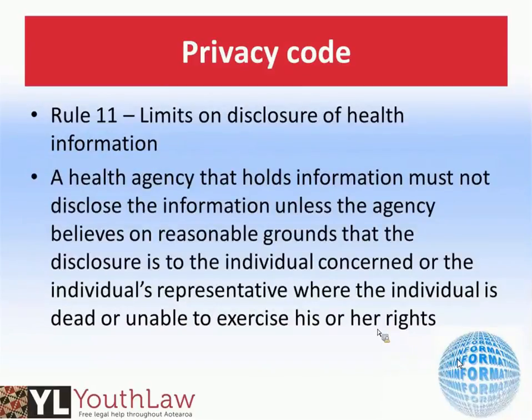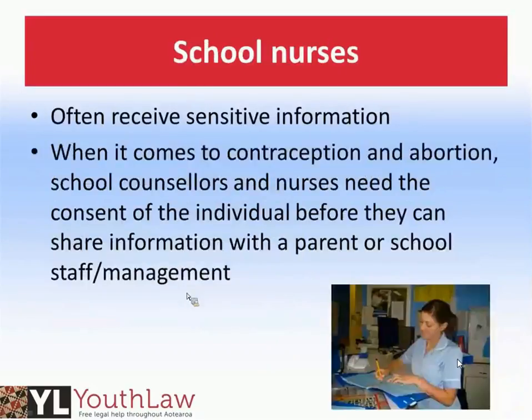Rule 11 limits disclosure of health information and sets out that a health agency that holds information must not disclose the information unless the agency believes on reasonable grounds the disclosure is to the individual concerned or the individual's representative where the individual is dead or unable to exercise his or her rights. So, quite strong protections around that, the idea being that health information should be private to you and you shouldn't face that information being disseminated to the public unless you consent to it.